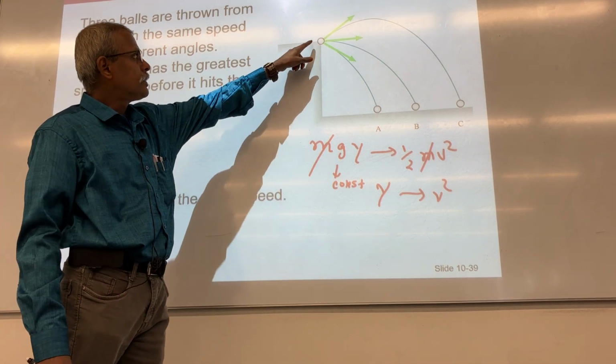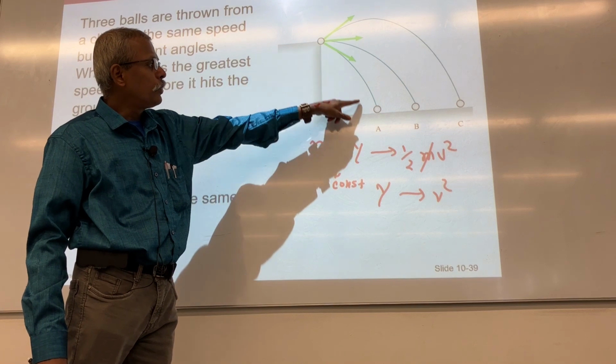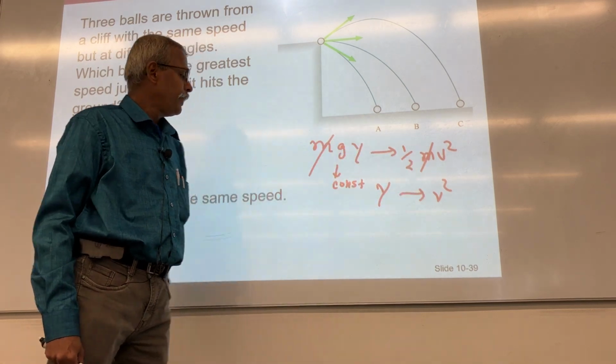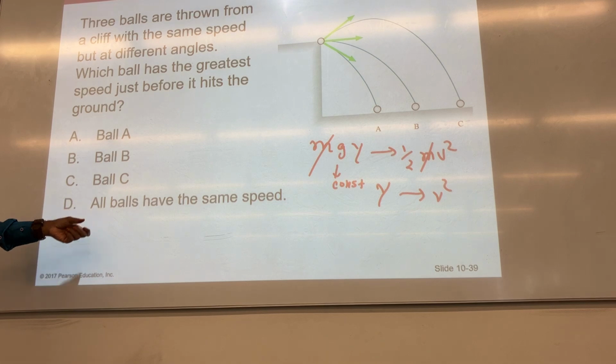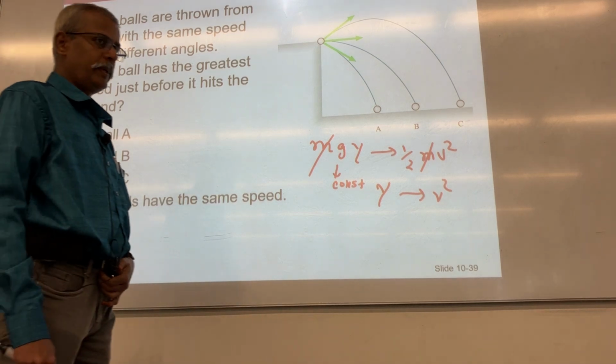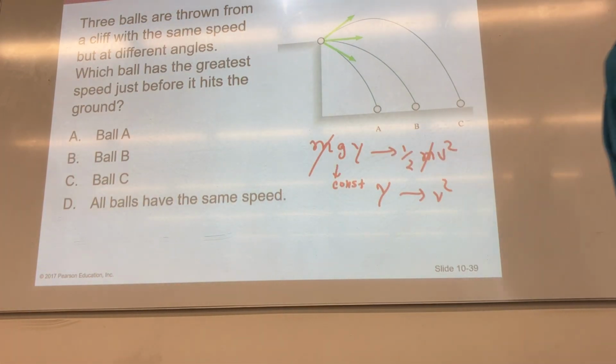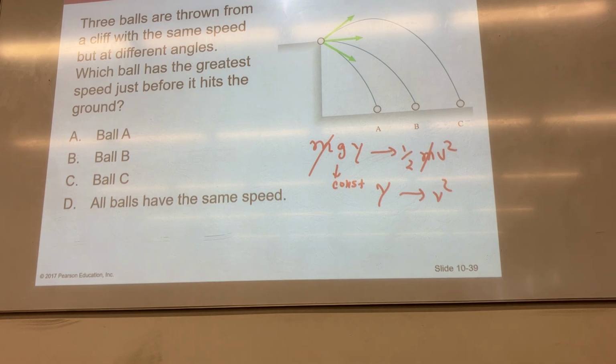The ball is at this height. Even if you throw it this way, the speed is the same. So the right option is all the balls have the same speed. You got it? Okay. So the height matters rather than the angle.